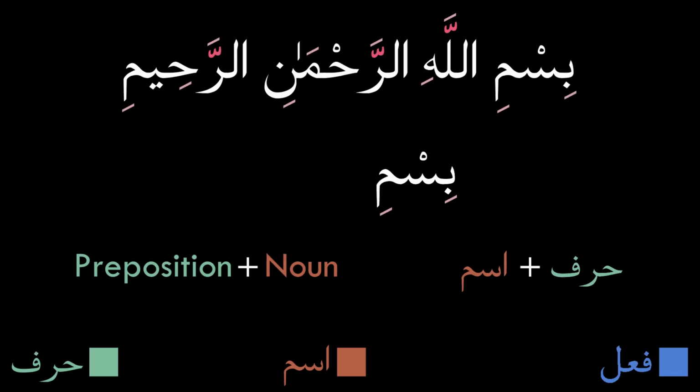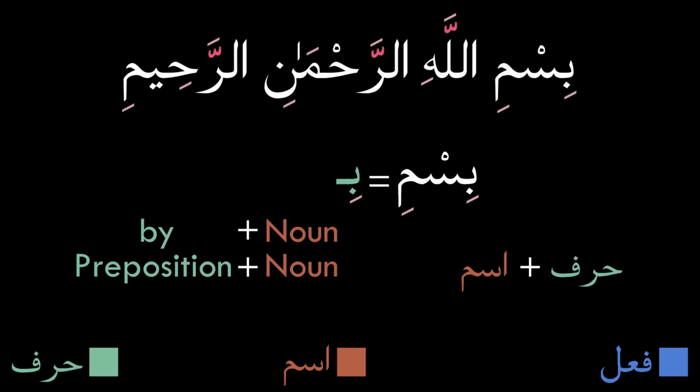So let's understand together. The first word is Bismi. This word is a combination between a preposition and a noun. The preposition is the letter B with a kasra under it. It often means by, like when you sign a letter by your name. You write by Muhammad or by Dawood. This preposition must come before a noun, not a verb. In Arabic we call it harfu jar.